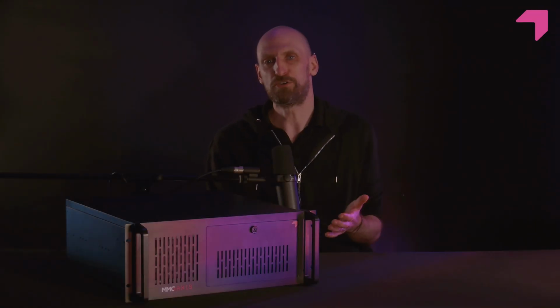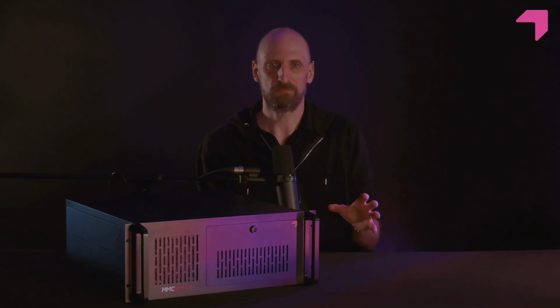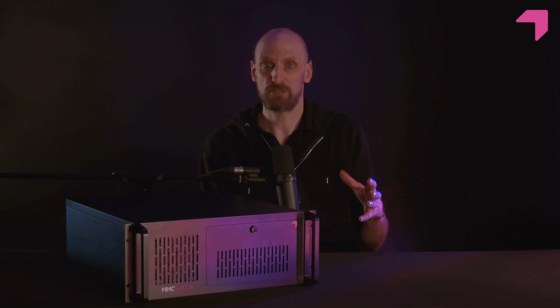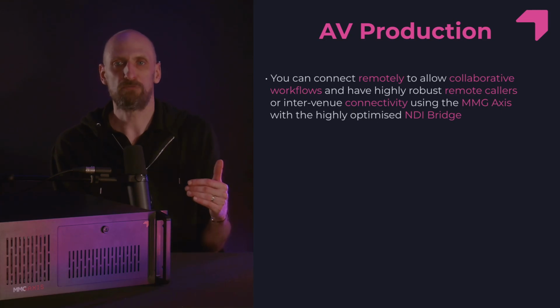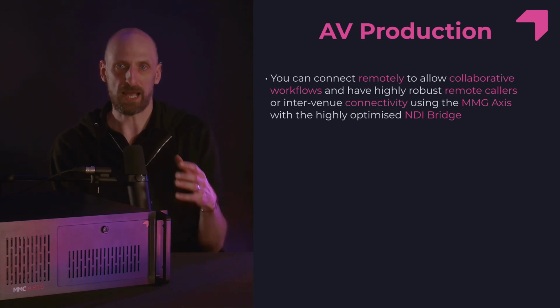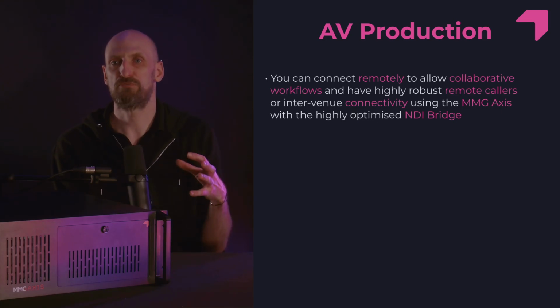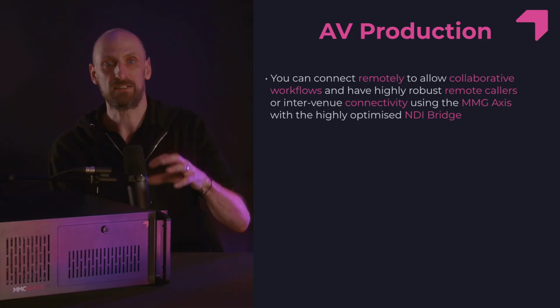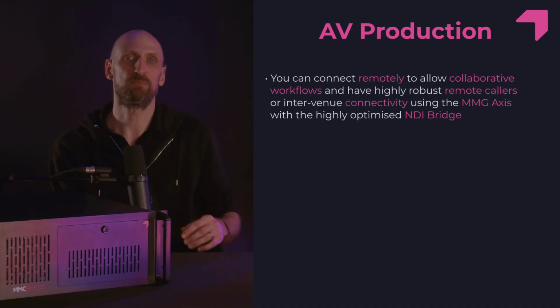Let's take a look at the use case for live events and production companies. With the MMG Axis, you can deliver fast deployment with less kit. The Axis allows the convergence of production for live streaming, signal routing, and in-room controls such as screens, cameras, and graphics all in one place. You can connect remotely to allow remote collaboration workflows, and you have highly robust remote coolers or inter-venue connectivity using the device and its highly optimized NDI bridge.